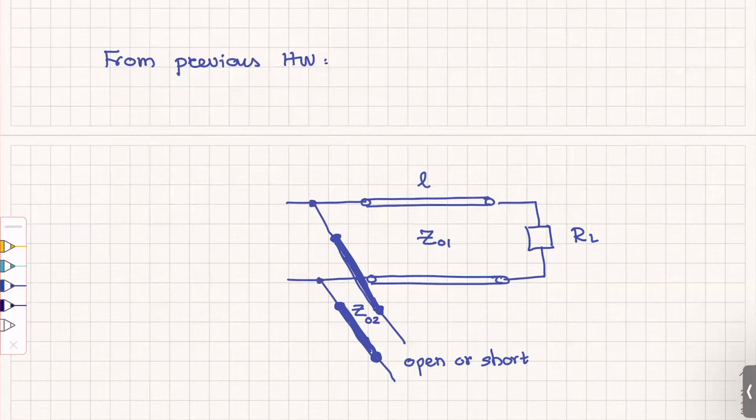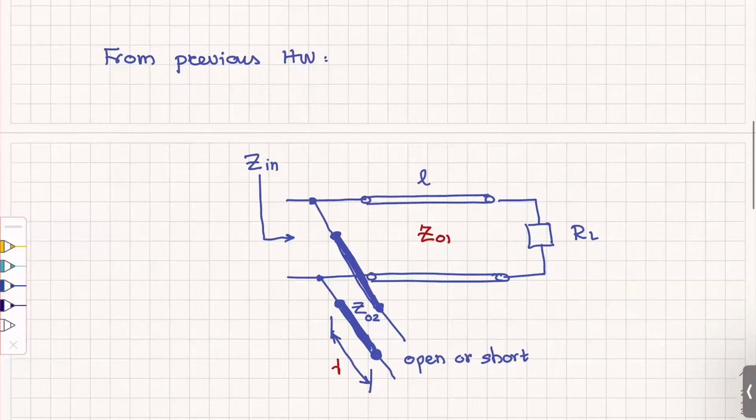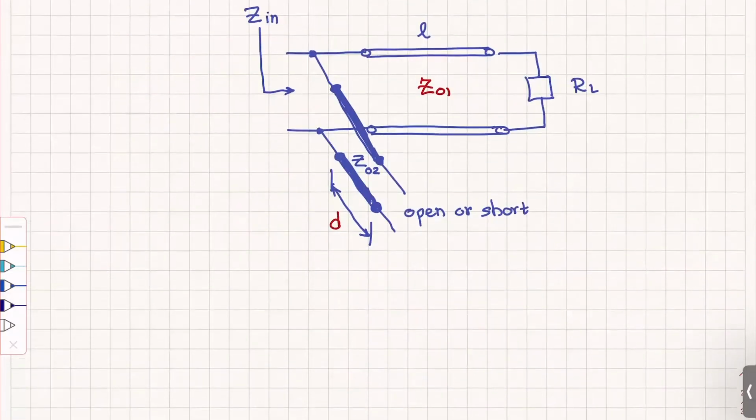And then in the previous problem, we knew what was the input admittance or impedance, because if you know the admittance, you know the impedance. And then we found the length of the stub, D, and we found Z01. So practically we had to find, I just remind you of what we solved in the previous homework, Z01 and D. So what are the things that we observed in this one? Let me write here the observations.